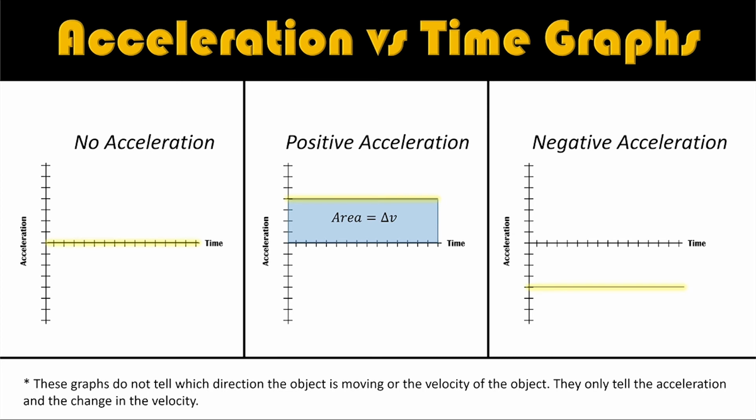Now, once again, these graphs don't give us a lot of information, and they don't tell us which direction the object is moving. It doesn't tell us the velocity. It doesn't tell us the displacement. There's not a lot of great information on these. We would probably have to convert this to a velocity versus time graph and then to a position versus time graph maybe. But they are there. You might have some sort of moment where you need to look at an acceleration versus time graph, but they're not packed full of great information typically.